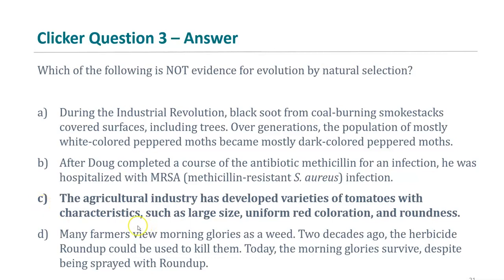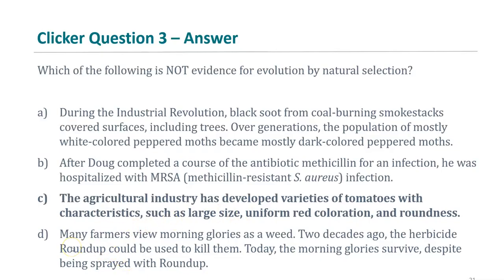So that's not true. The agricultural industry has developed varieties of tomatoes with characteristics such as large size, uniform red coloration, and roundness. We're looking for the one that is not evidence for evolution. This is artificial selection that is happening because we're developing tomatoes. We're selecting tomatoes based on their size, the coloration, the roundness. These are the characteristics that we deem are valuable, and so we're selecting which individuals are the parents so that hopefully we would come out with these uniform red tomatoes.